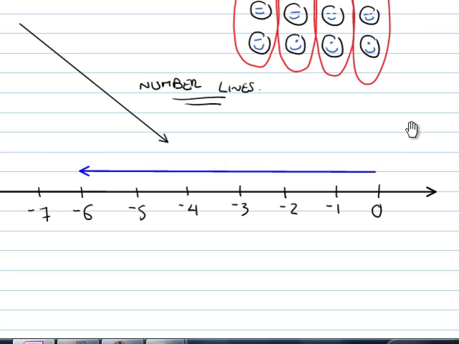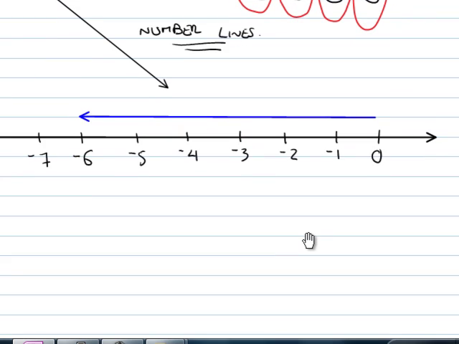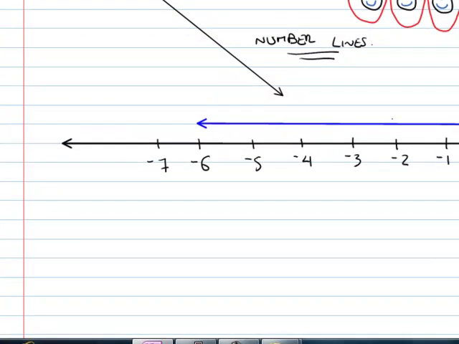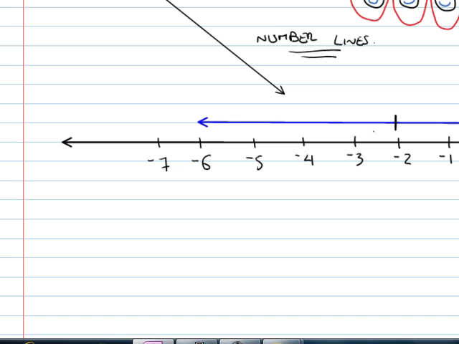A division number line has 1 long arrow right off the bat. Okay, 1 huge long arrow. Anywhere in the division, you're going to have some breakage points. I'm going to put a breakage point right here. That's a breakage point. I'm going to put another breakage point right here. That's a breakage point, because it breaks up into 3 pieces.